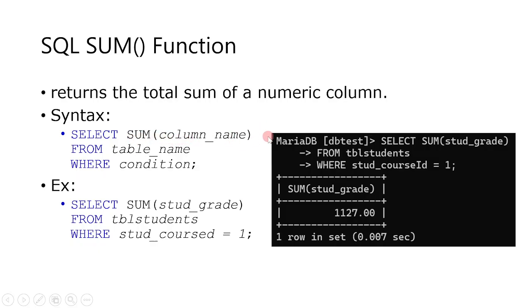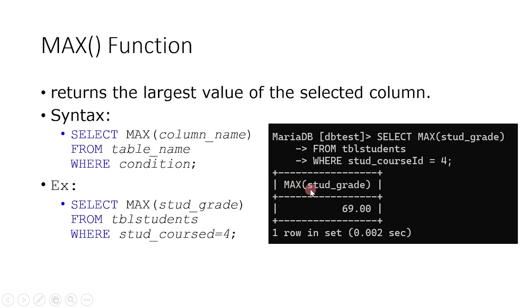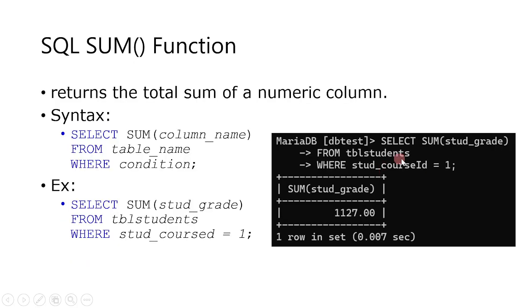As you can see in our previous examples, it returns the count asterisk. So if you want to have another column name, just have an alias here. For example, as highest grade, for example. So sum.